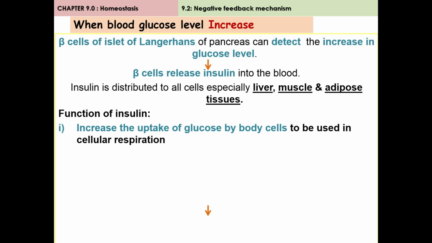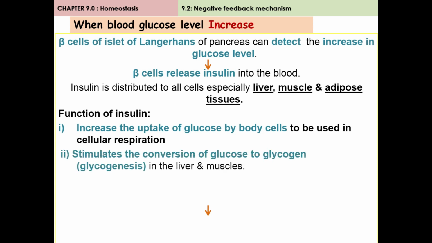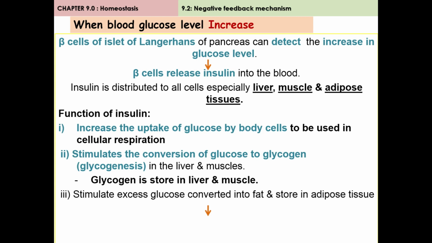Function of insulin: it will increase the uptake of glucose by body cells to be used in cellular respiration. Okay, it stimulates the conversion of glucose to glycogen in the process of glycogenesis in liver and muscle. We can find glycogen in liver and muscle. The third one, it will stimulate excess glucose to be converted into fat and stored in adipose tissue, and blood glucose then decreases, returning to its normal level.